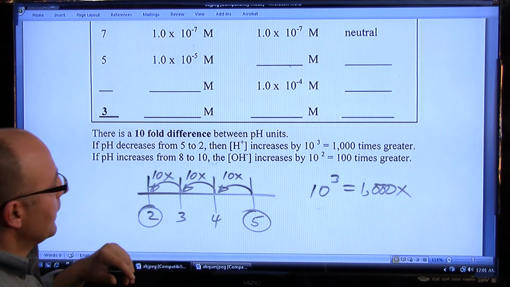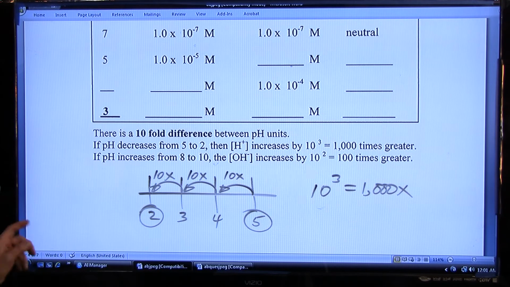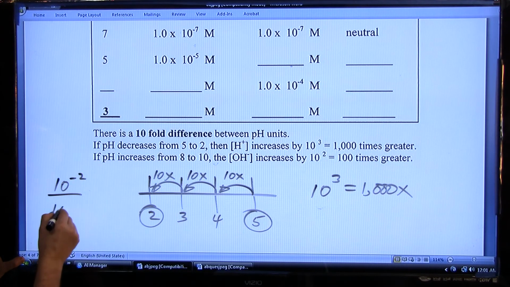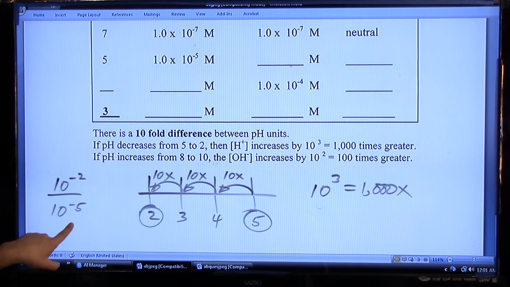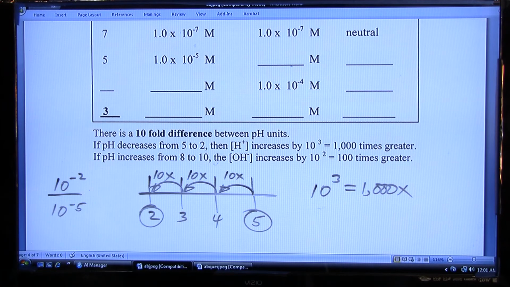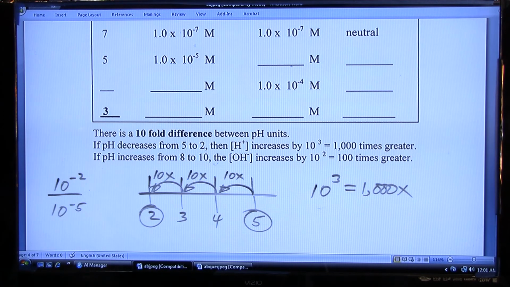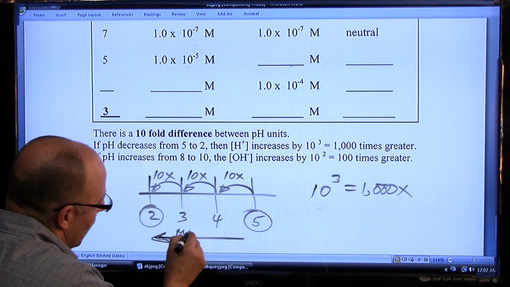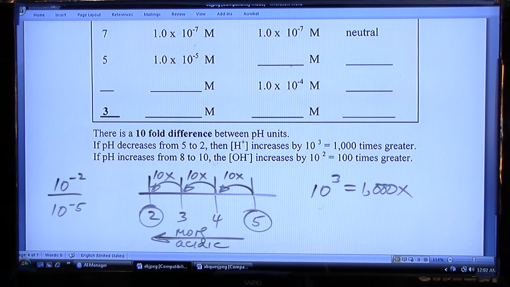Another way of doing that is, if you're an exponent person, which most students aren't, you're comparing 10 to the negative 2 to 10 to the negative 5. Negative 2 minus a negative 5, remember when you divide exponents, you're subtracting, means you end up with a 10 to the third result, which also means 1,000. So going down, again, we're saying it is more acidic. And now we can tell you how much more acidic.